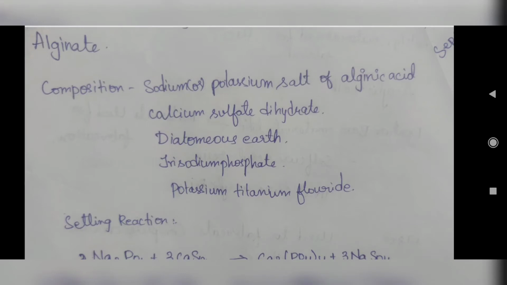What's its composition? It has the sodium and potassium salts of alginic acid, calcium sulfate dihydrate, and diatomaceous earth, which acts as filler. Potassium titanium fluoride acts as an accelerator, and trisodium phosphate acts as a retarder. That's it.